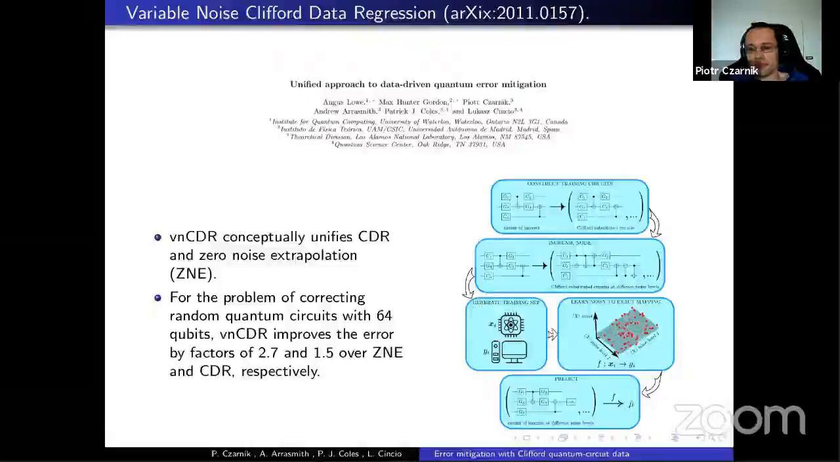In particular, we were looking at random quantum circuits with up to 64 qubits. And in that case, we found that for 64 qubits, the new method outperforms zero noise extrapolation by a factor of 2.7 and Clifford data regression by a factor of 1.5. So we are pretty excited about this new method. With that, I would like to thank you for your attention.